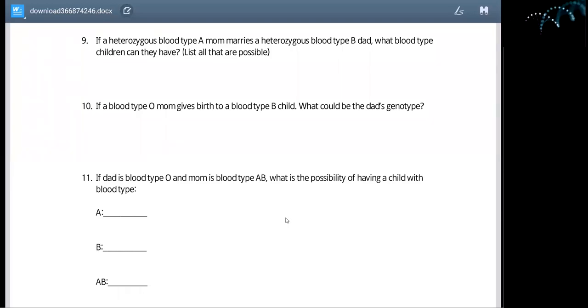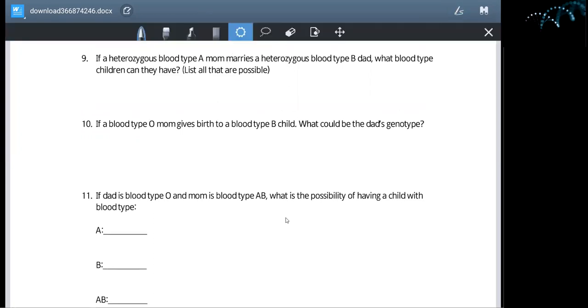So now that we know how to assign the alleles and genotype for blood types, let's try and do these 3 questions in your worksheet. Okay, so let's read the question first. Number 9, in a heterozygous blood type A mom, heterozygous blood type.